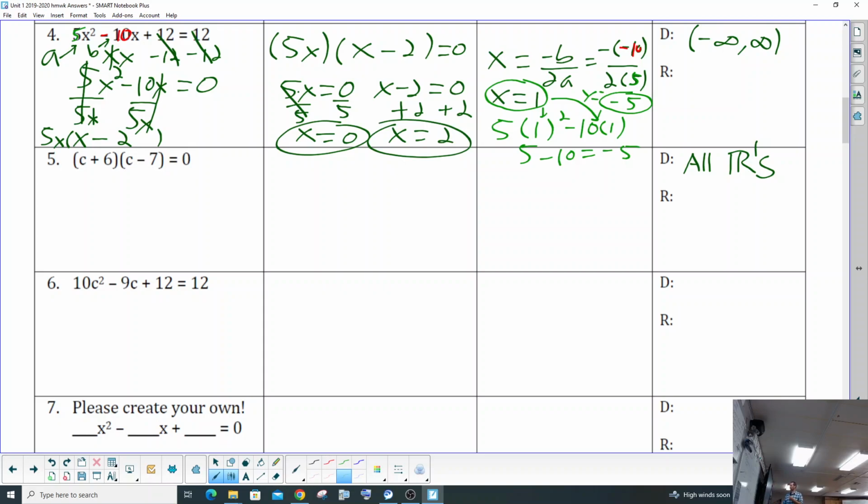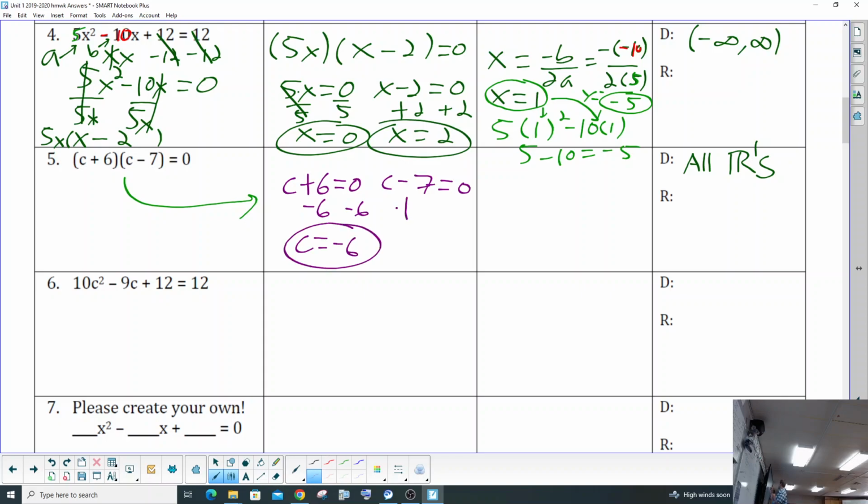Okay, but the real one I want to focus on is this one. It's already factored for you, huh? So we're just going to go ahead and do c plus 6 equals 0 and c minus 7 equals 0, right? And we're going to minus 6 to the other side. So we get c equals negative 6 as one of our roots. We're going to add 7 to the other side.